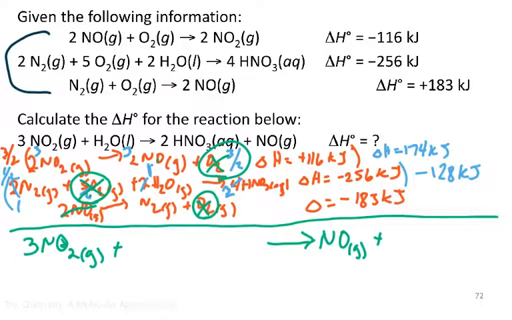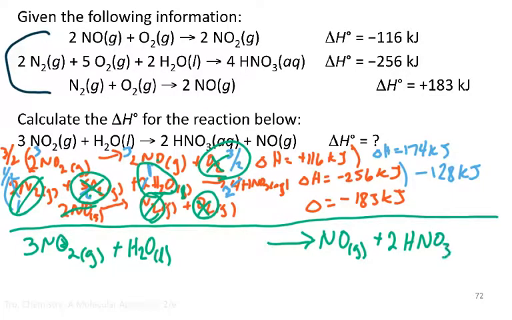Then my next equation, I have 1 nitrogen as a reactant. I have 1 nitrogen as a product, so those cancel out. I have my 1 H2O, which I want to bring down to a product. Sorry, to a reactant in my final equation. This should be an L. Then I have my 2 HNO3 aqueous there as my product from right here.